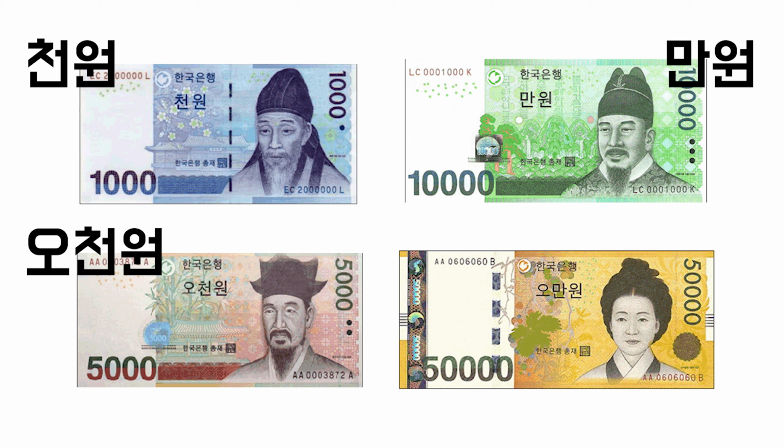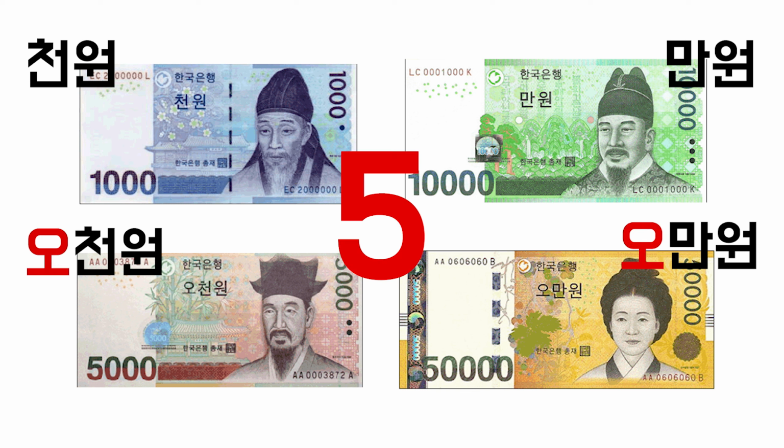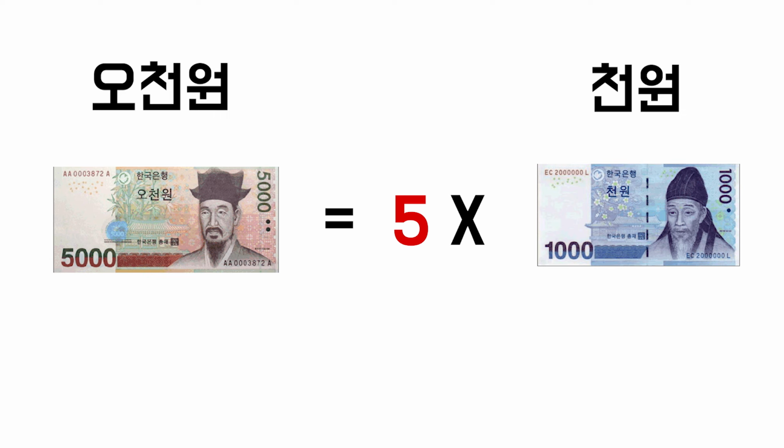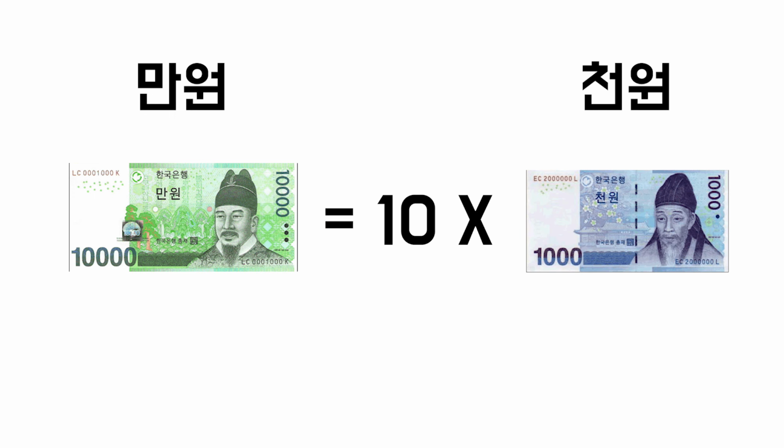The last and most recently introduced bill is 5만원. Yeah, it's gold. This is the highest value bill. As I said earlier, 5 means 5. So if you have 5,000원, you have 5,000원. In Korean, 만 is 10,000. So 만원 equals 10,000원.